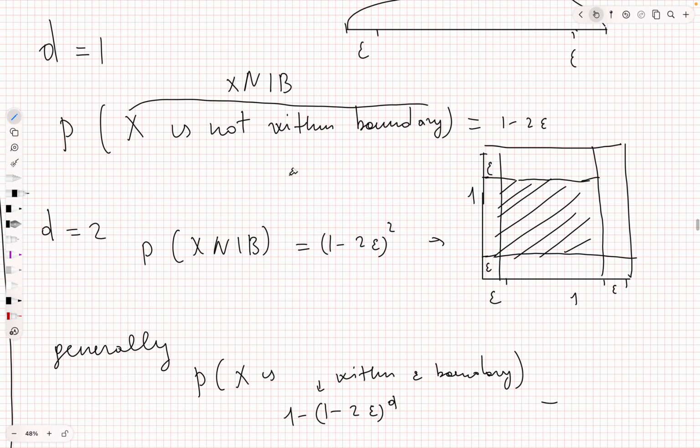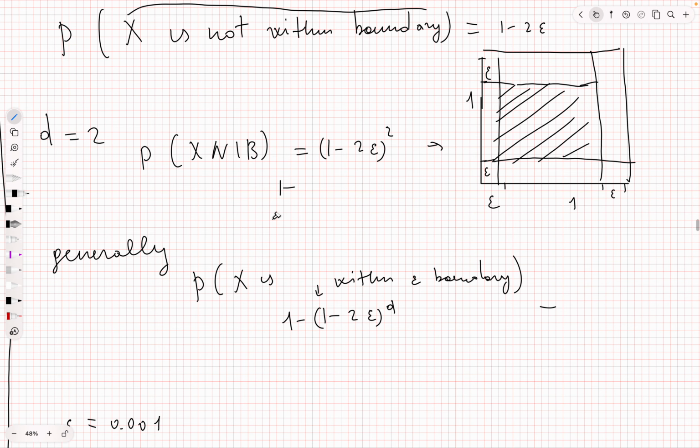And of course, in this case as well, the probability that x is within the boundary of epsilon proximity, we will just write 1 minus this probability. As you can already see the pattern, we can generalize it and say that the probability of x being in epsilon proximity in the feature space in d dimensions is calculated with this expression.